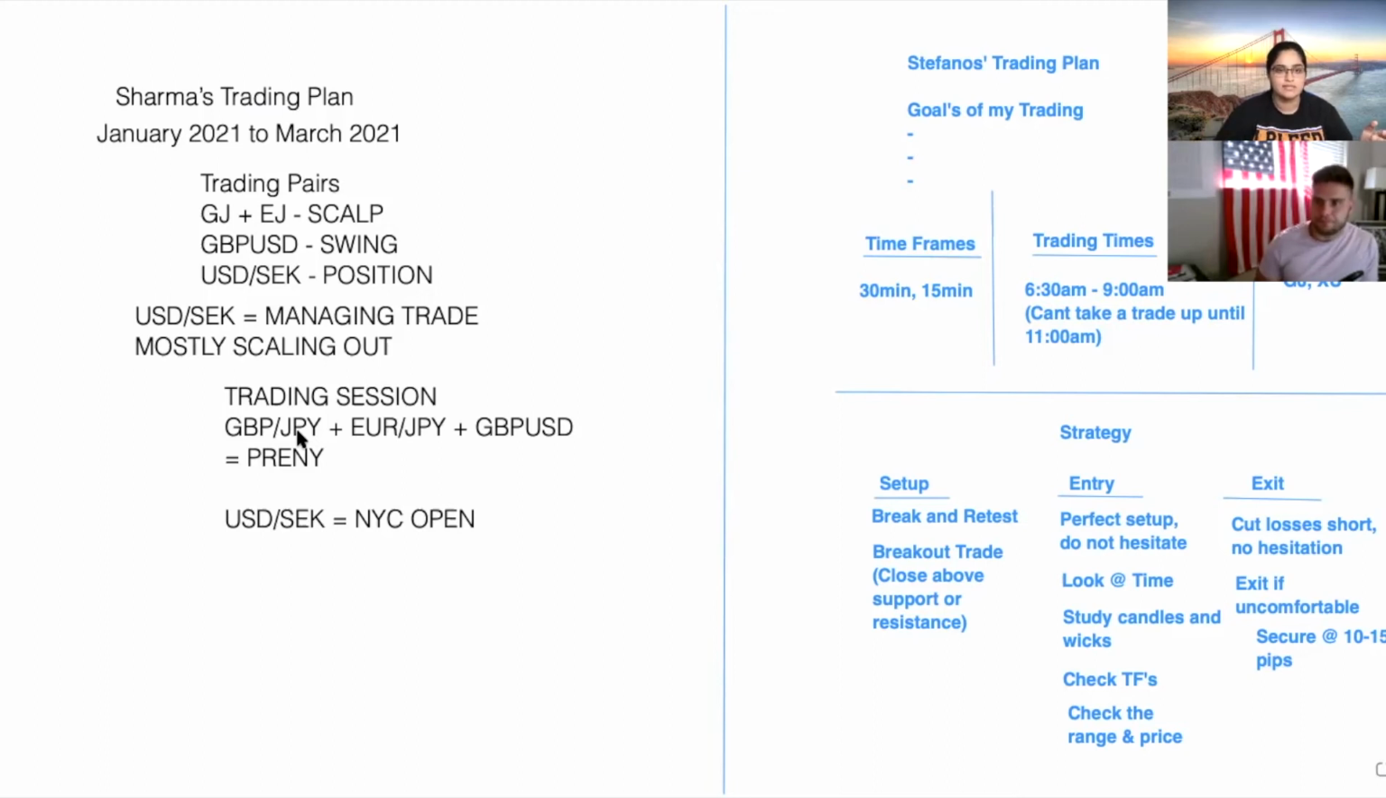For GBP USD, it has to be in pre-New York or leading up to NYC Open. So then I can turn that opportunity into a swing trade opportunity. And then after that, I have my goals, but my goals are a little different than the goals that you have up top there.